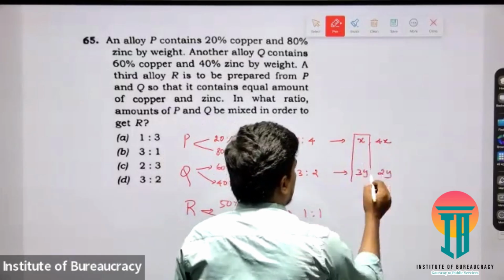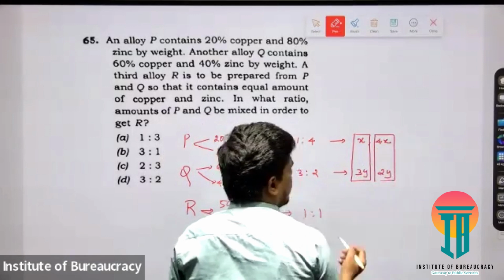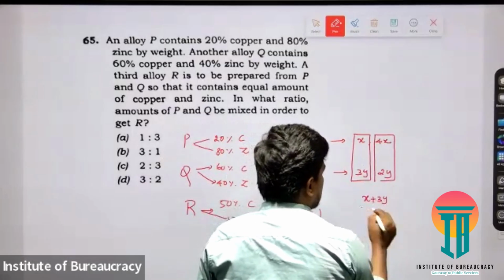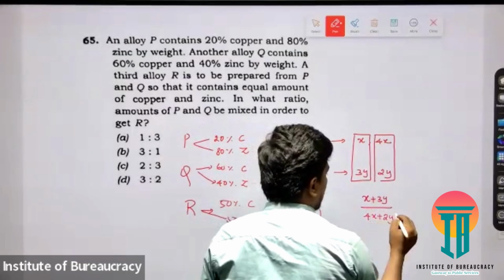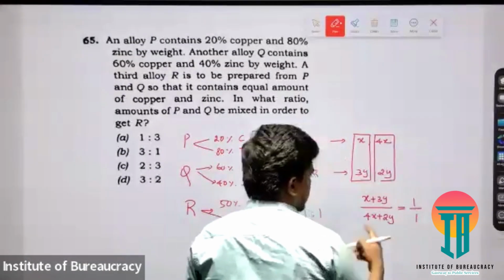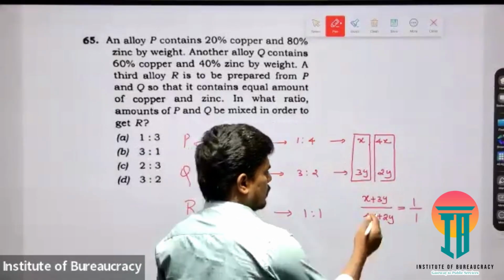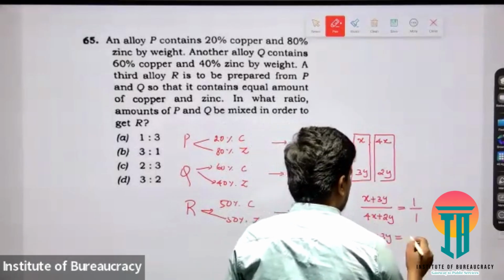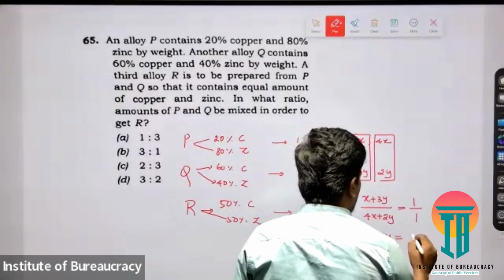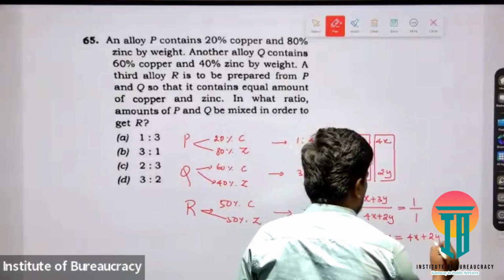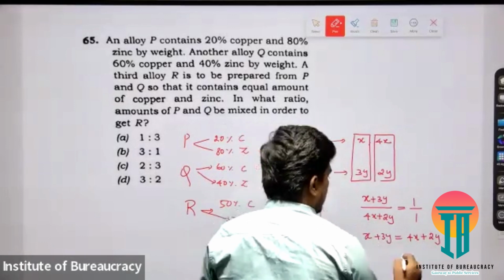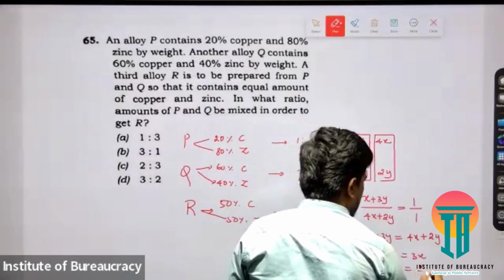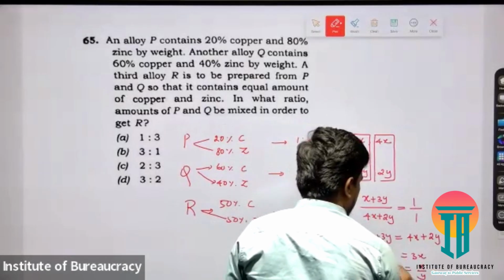This is the copper quantity. This is the zinc quantity. We are going to mix. So copper is x plus 3y, zinc is 4x plus 2y, and its ratio should be what? 1:1. Third one. So now it is what? X plus 3y is equal to 4x plus 2y. So now this is going to be what? 3x is equal to y. So x by y is 1 by 3.